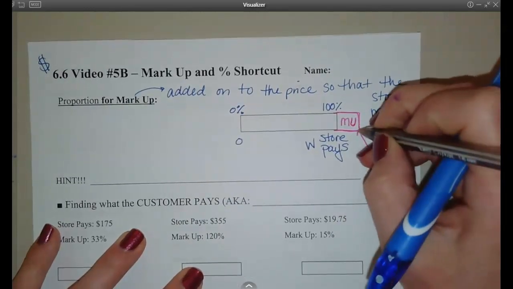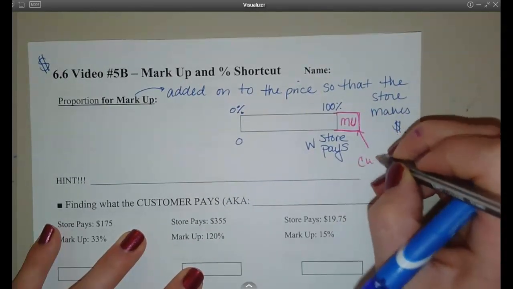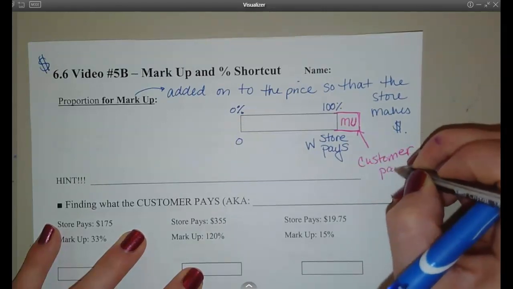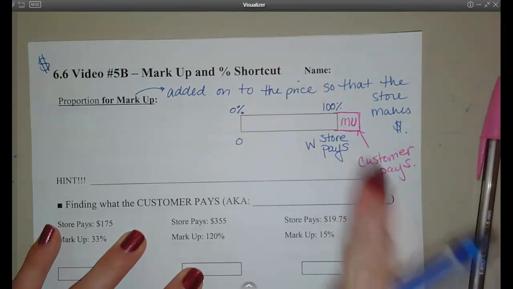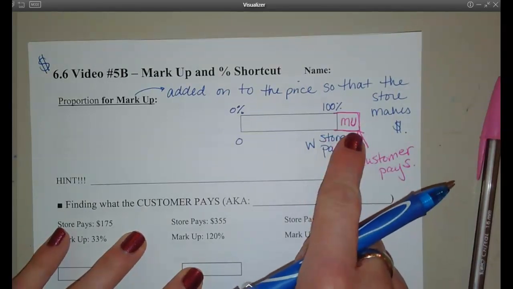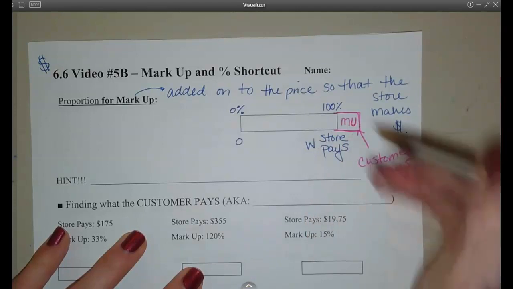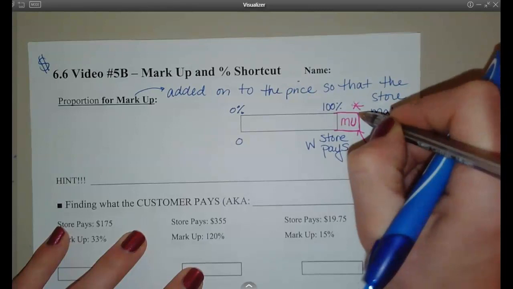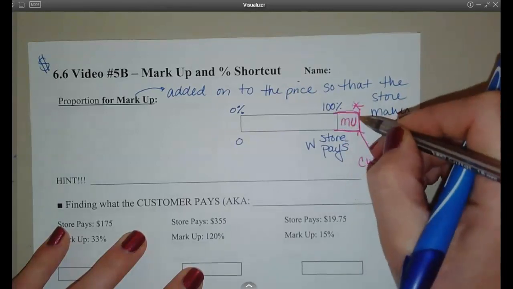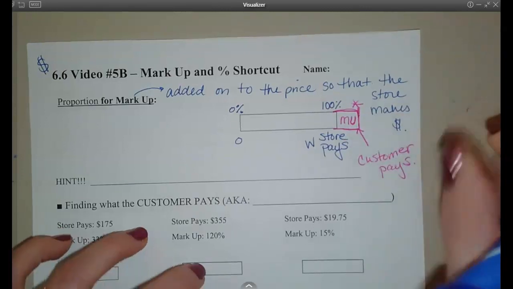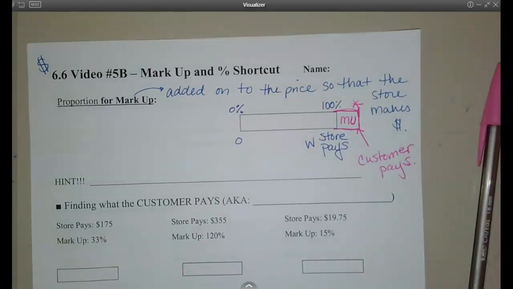So this is going to be what the customer pays, right? They're going to pay a little bit more, and this pink extension here is how much the company makes, all right? So this percent right here is going to be over 100%. That's going to include the extra percent that the store added on, okay?